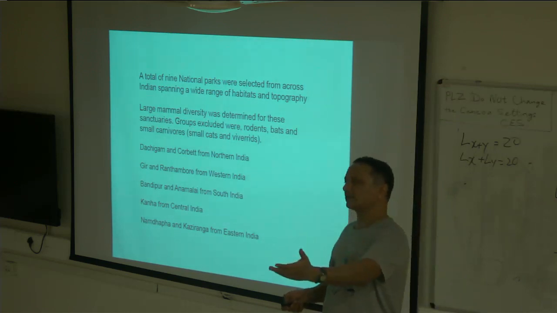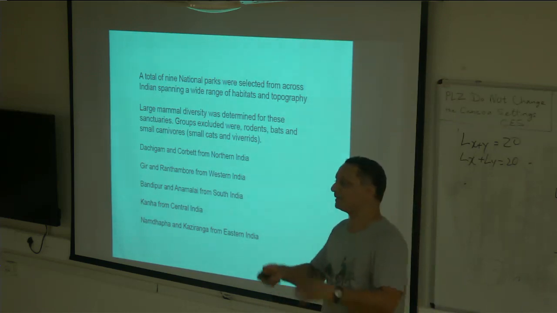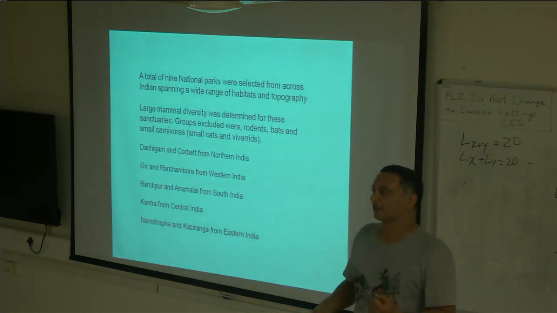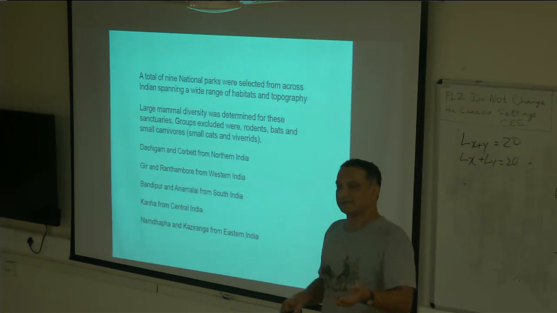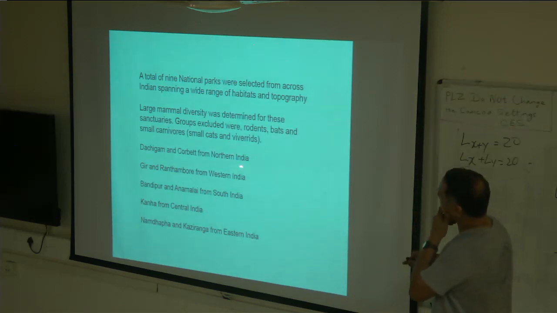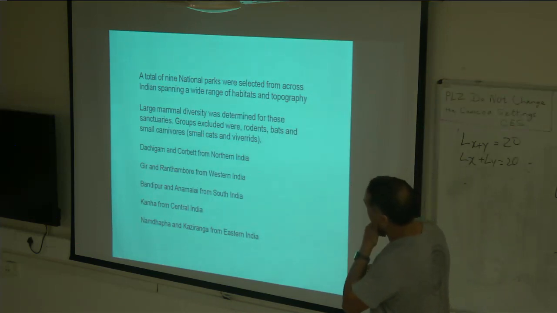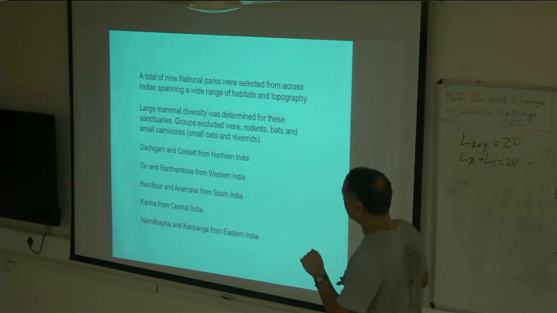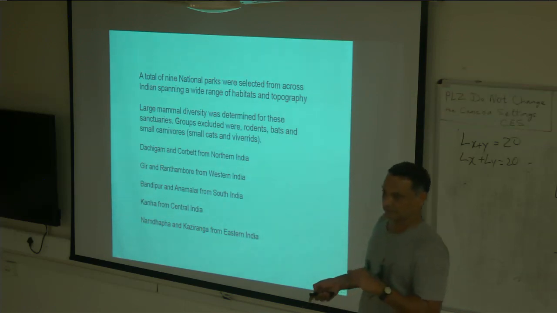And then also let's calculate PD. Now mammals are well studied, so there's a lot of genetic data already available there. And the information about mammalian diversity is also out there. So we can get reliable information. So we selected a whole bunch of national parks, so Dachigam and Corbett from the north, Gir and Ranthambore from the west, Bandipur and Annamalai from the south, Kanha from central India, Namdafa and Kaziranga from the east.